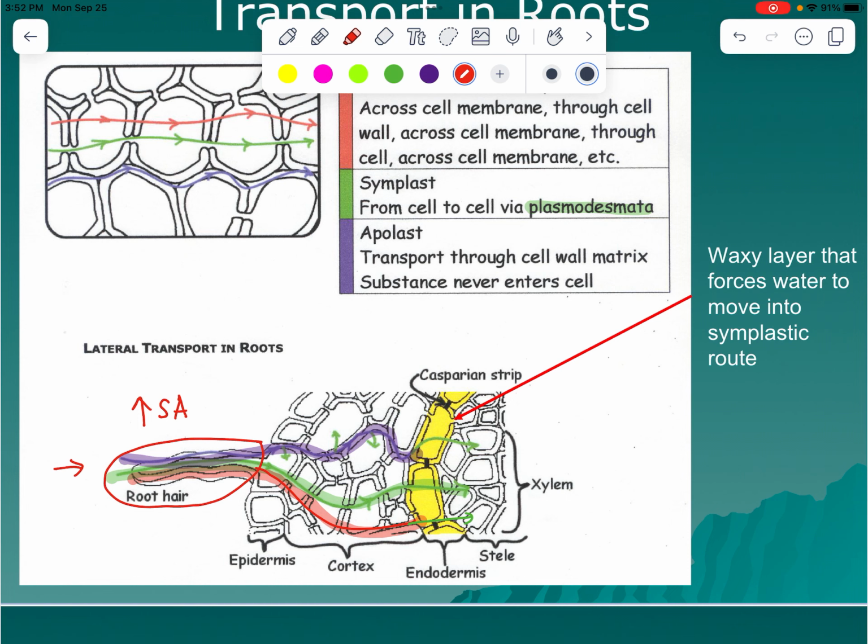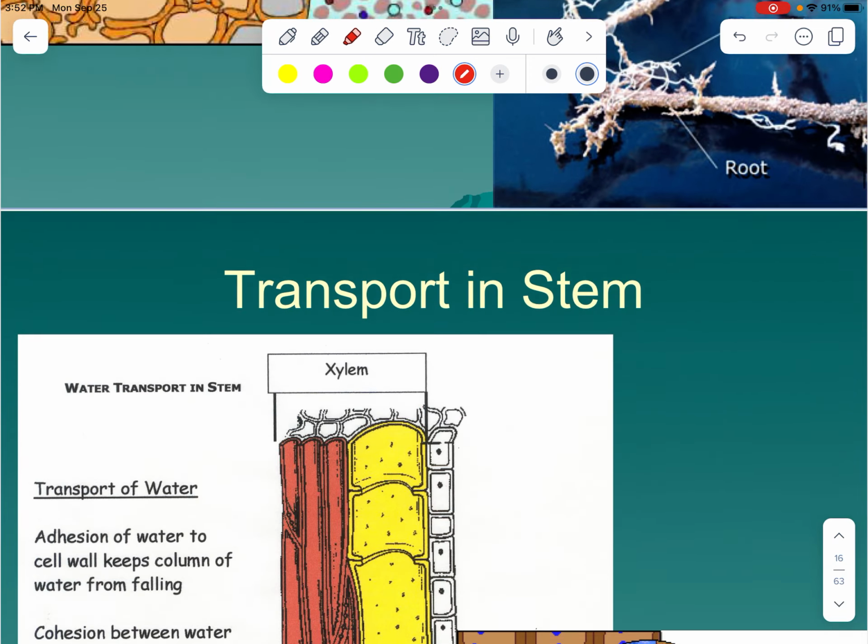But regardless of which route it takes, all water will be forced into traveling through a symplastic route once they encounter something called a Casparian strip. A Casparian strip is a waxy layer of tissue that forces water to move into the cell. That way, these plant cells can regulate what actually goes into the vascular tissue because it wants to filter out any unnecessary materials or toxins or potentially harmful things.